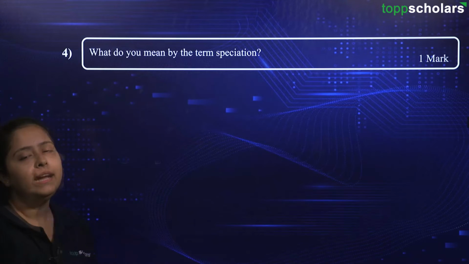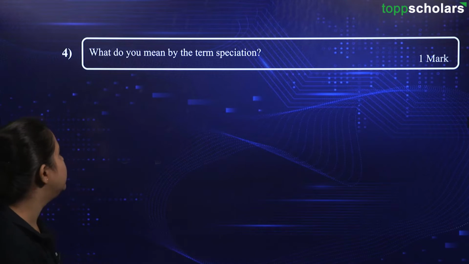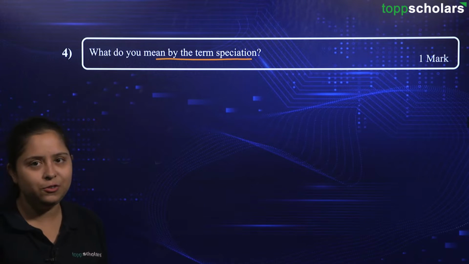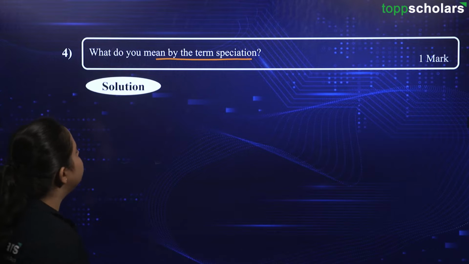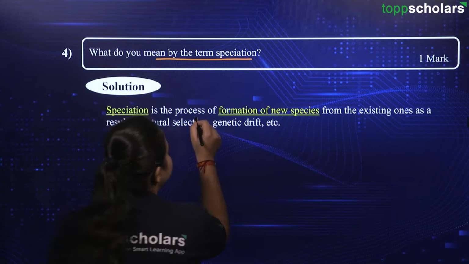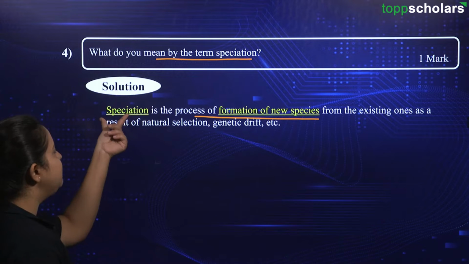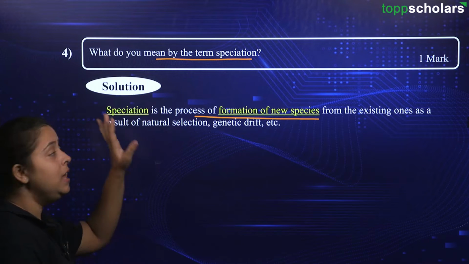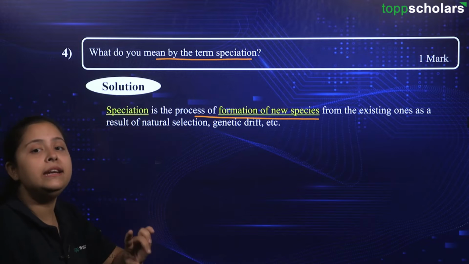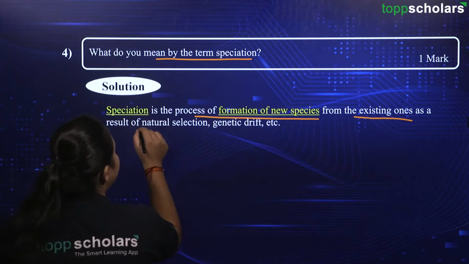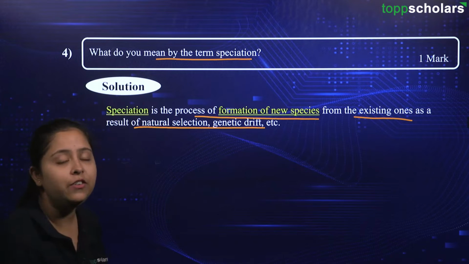Alright. Here is the question for 1 mark. The question says, what do you mean by the term speciation? Just what we have talked about right now. Okay. Let us go for the solution part first. Speciation is the process of formation of new species. Okay. Speciation. Species are being formed. The name itself holds a hint of what the process is. From the existing ones as a result of natural selection, genetic drift, etc.